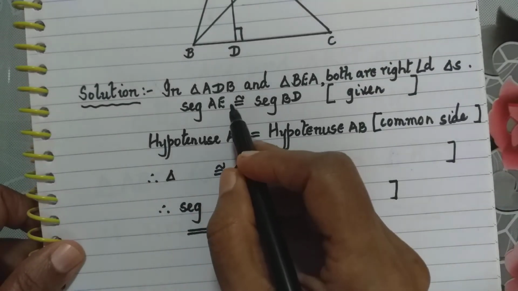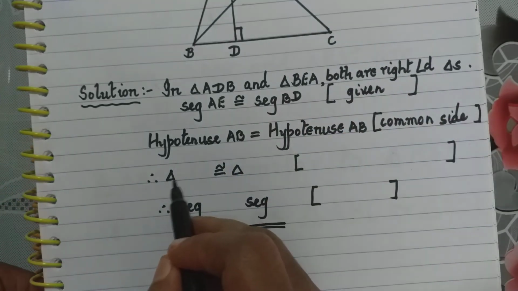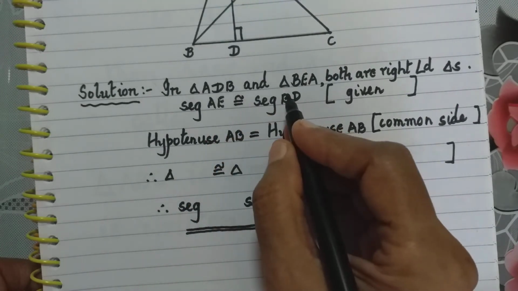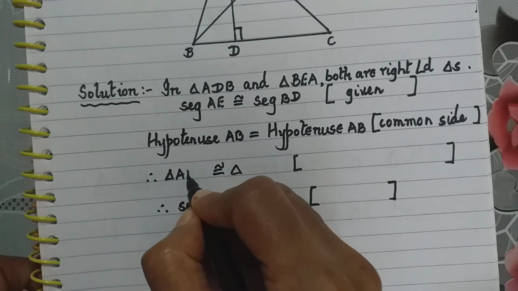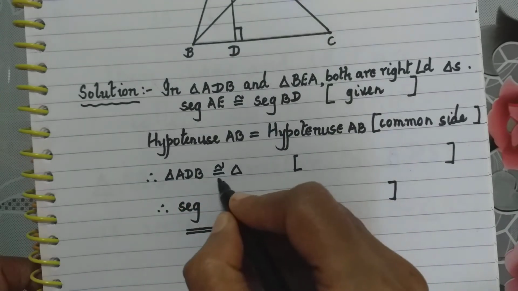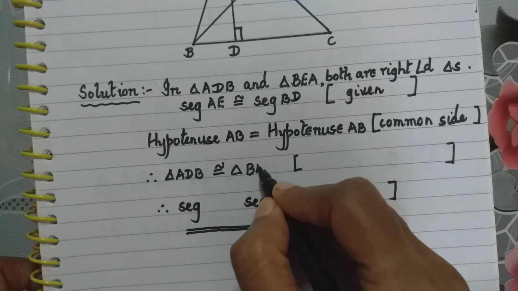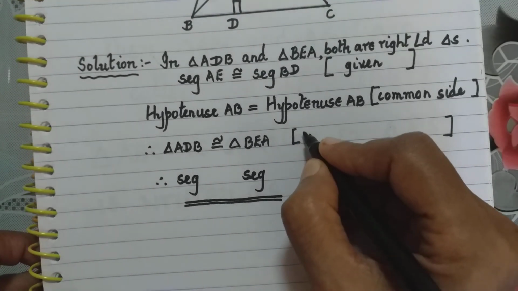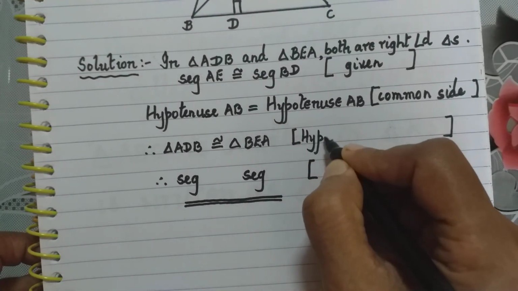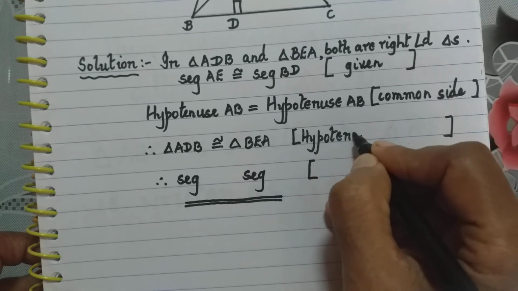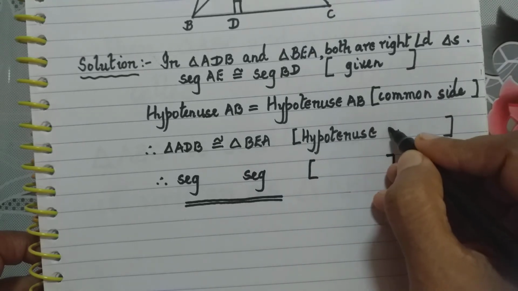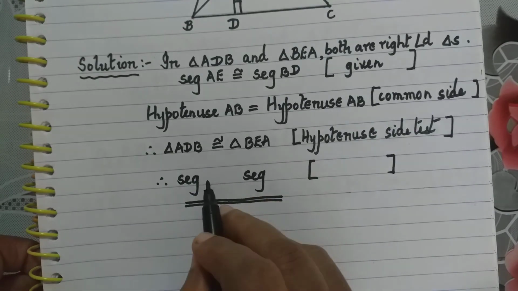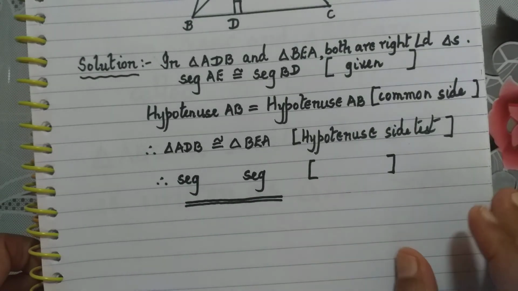Therefore, hypotenuse is there, side is there, both are right angle triangles. Therefore, these two right angle triangles, triangle ADB is congruent to triangle BEA by the hypotenuse side test. So, we write here by the hypotenuse side test.